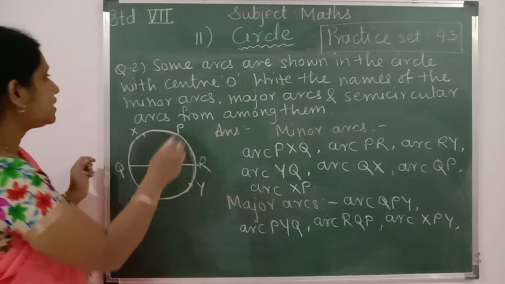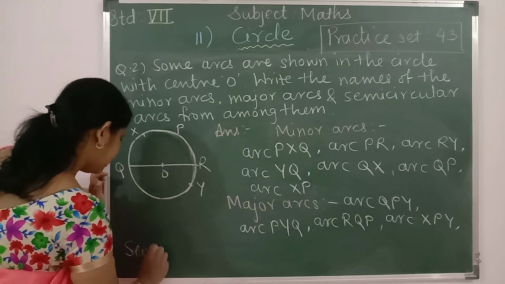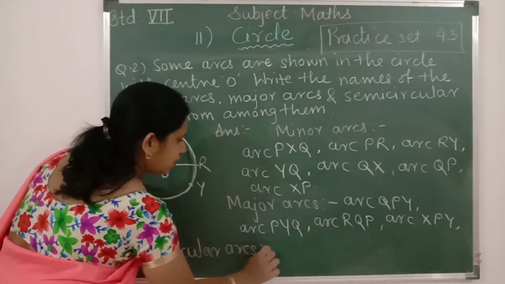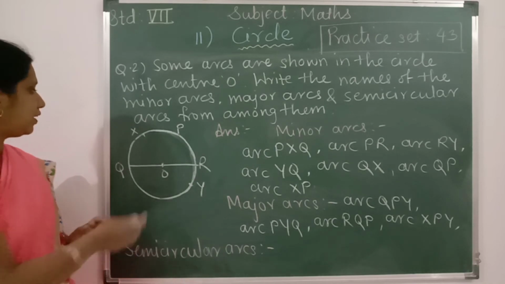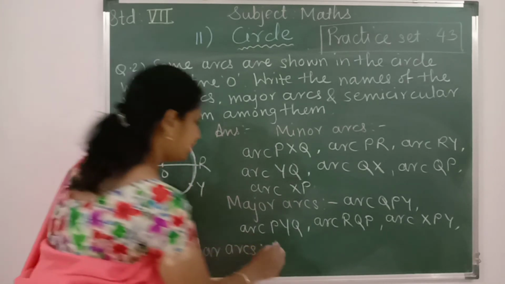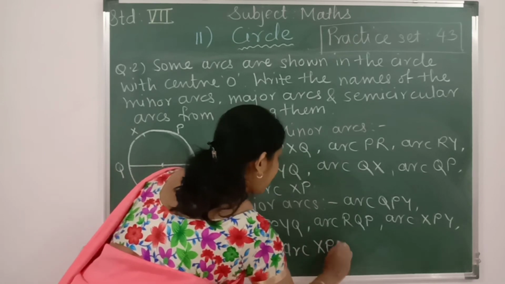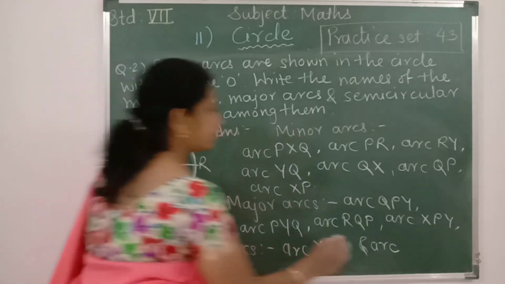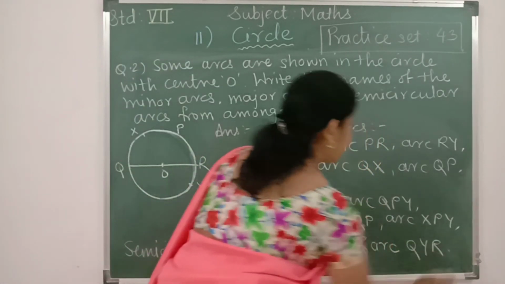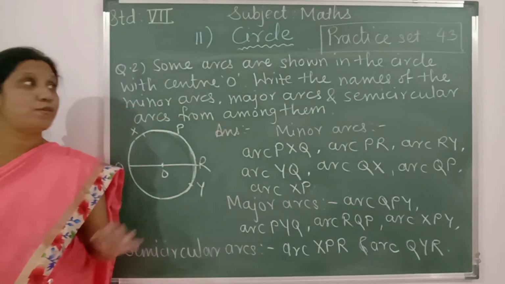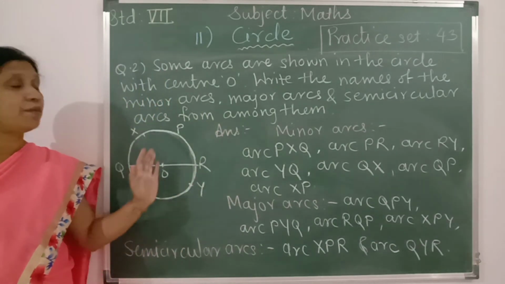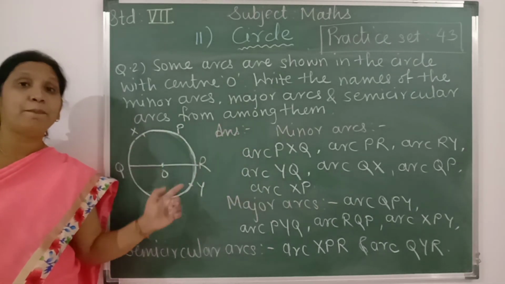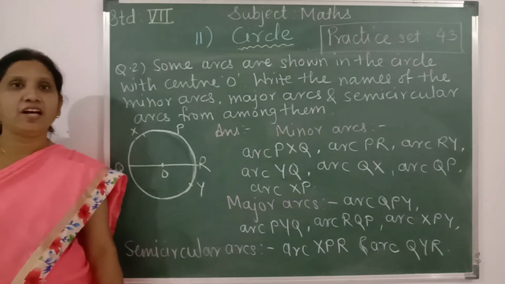Now let us write semicircular arcs. Children will get only two semicircular arcs, that is arc XPR and arc QYR. Alright. So children, I hope you all must have understood from the diagram how to write minor arcs, meaning small arcs, how to write major arcs, meaning the big arc, and semicircular arcs.